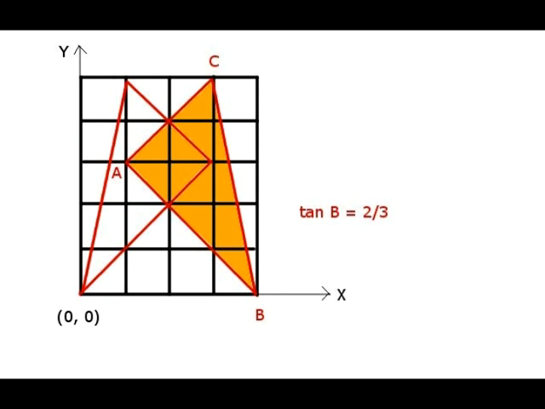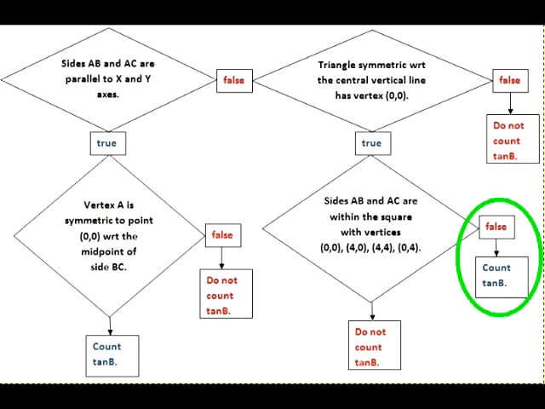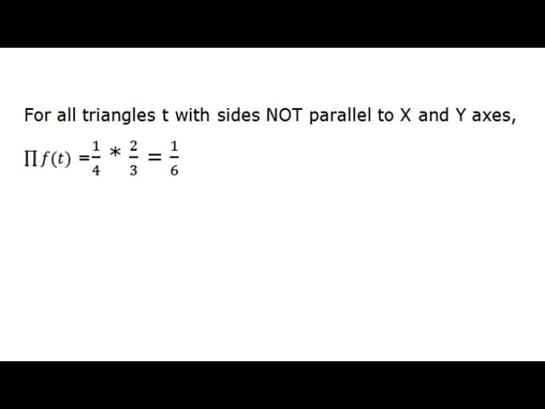The same is true for two remaining cases, this one and this one, even though tangent B for the last triangle is equal to 1, so that this triangle doesn't really matter. Thus, we must multiply the values of tangent B for this category of triangles, which includes only two triangles. The result of this multiplication is 1 divided by 6.